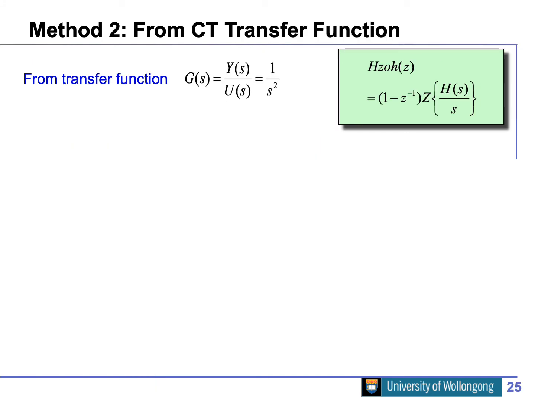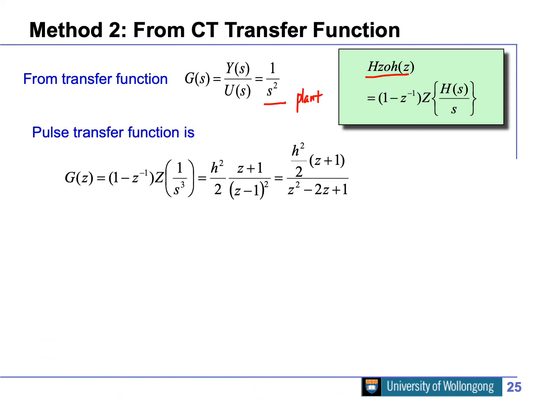Method 2, we have the continuous time transfer function here, and we know there's a zero order hold because this is a plant. So the zero order hold is between the plant and the controller. So we can use the zero order hold model to actually convert this from the S domain to the Z domain. I think this is the question in the tutorial from week 9.